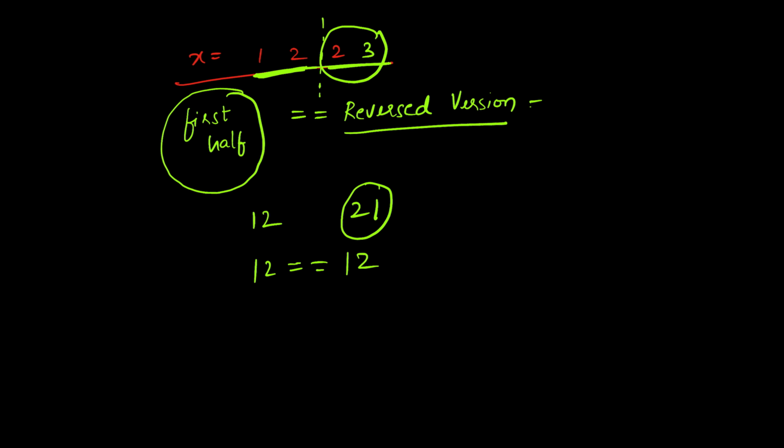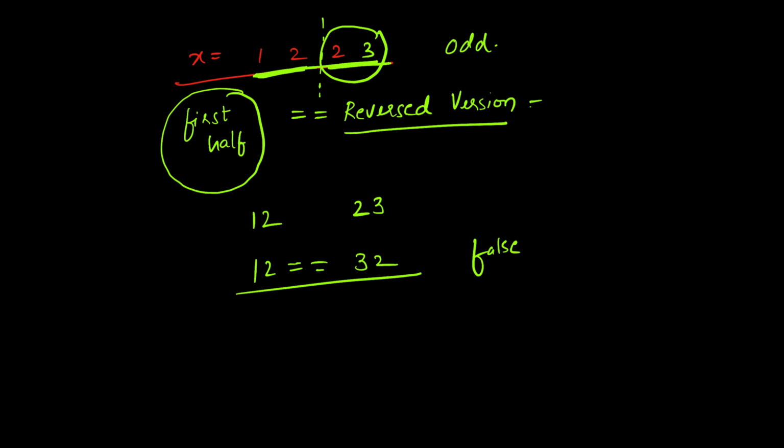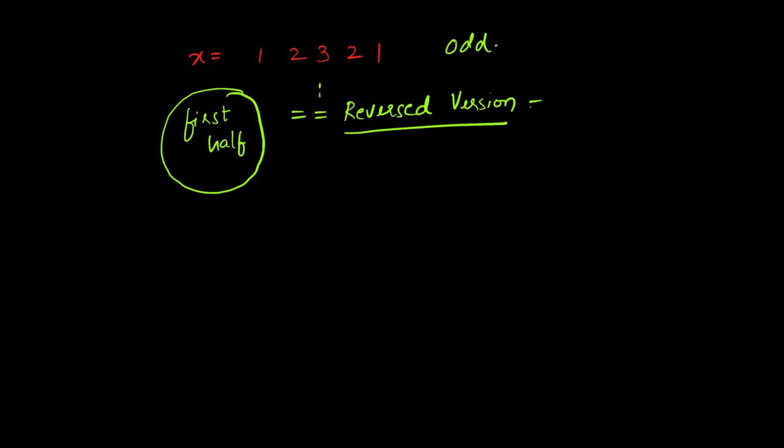Let's try a different number, that is 1, 2, 2, 3. Applying the same logic, the first half is 12, the second half is 23, the reversed version is 32, which is not equal to the first half, hence the output is false. This logic is straightforward when there are an even number of digits. What if there are an odd number of digits in the input? Let's cover that scenario too with this input: 1, 2, 3, 2, 1.